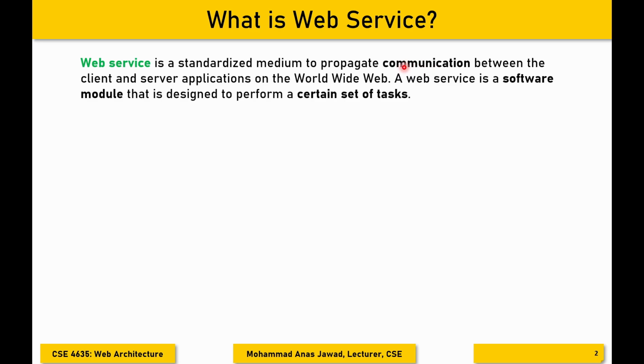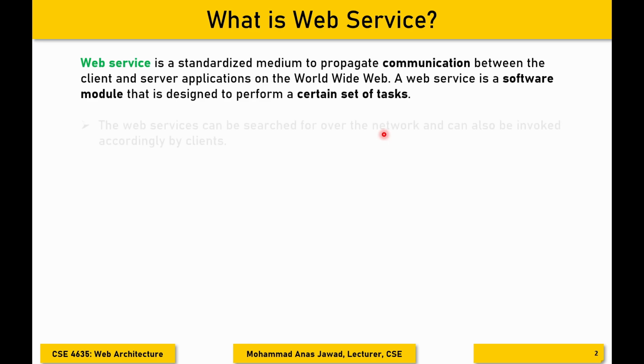So the first keyword that we will be looking at is communication. From this, we understand that the main purpose of web service is to enable communication between clients and servers on the internet. Again, we have emboldened another word, which is software module. From this, we understand that web service is essentially nothing more than a software module which can be developed in any language. And finally, a web service performs a certain set of tasks. So whenever a web service is called, then according to the definition by its developer, the web service will be performing a certain set of tasks.